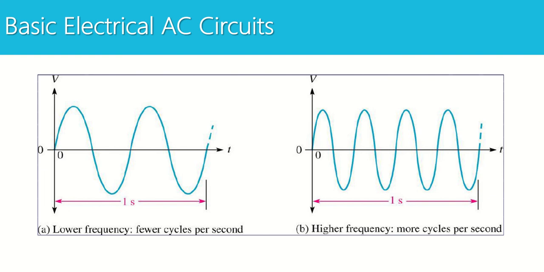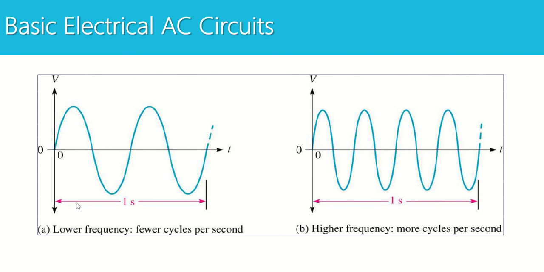So we have 2 sine waves on the screen now. Let's look at the frequency of the one on the left. The amount of time that has passed is 1 second. Let's look at how many cycles happened in that 1 second. We have 1 cycle, 2 cycles.